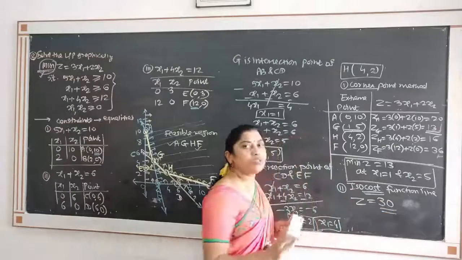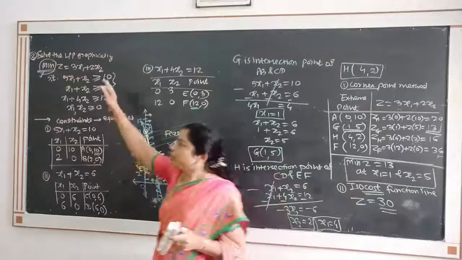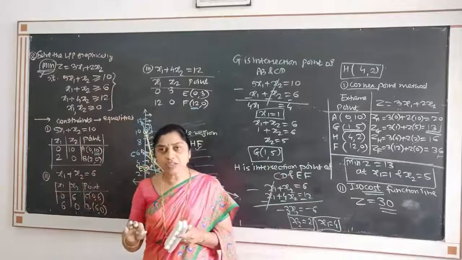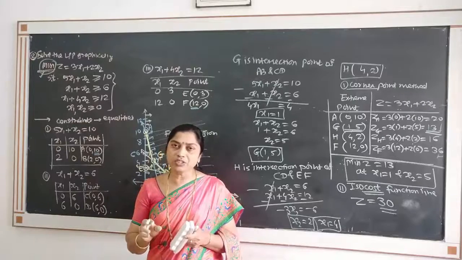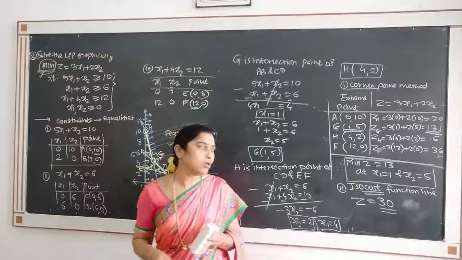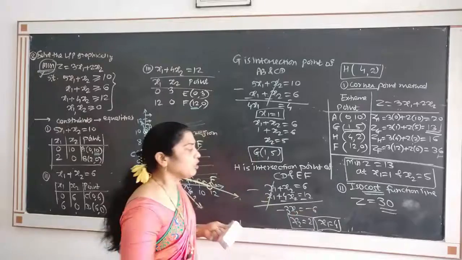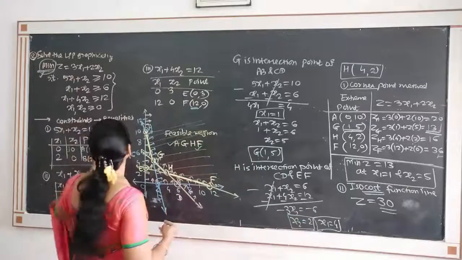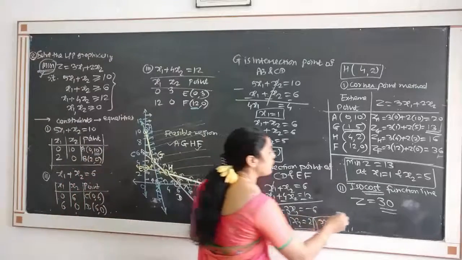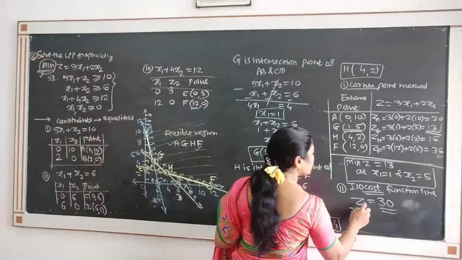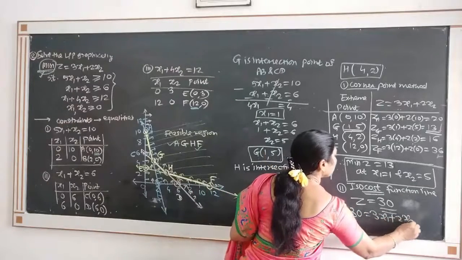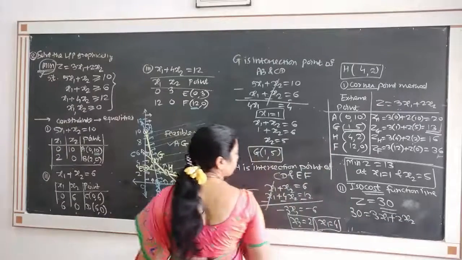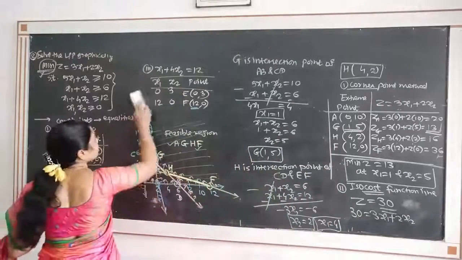We generally use the multiple of the coefficient, and because it is minimization, I take a big value. If it is maximization, we take a small value and go towards increase. Now we have to come to decrease. So if you take z is equal to 30, we get 30 is equal to, because z is nothing but 3x1 plus 2x2. So z is equal to 30 is equal to 3x1 plus 2x2.